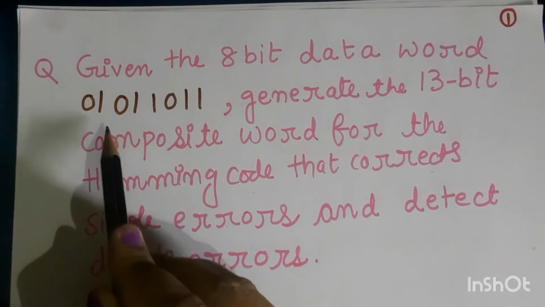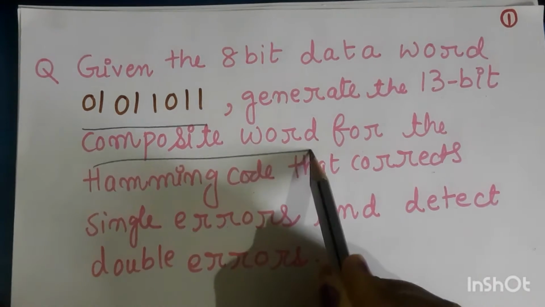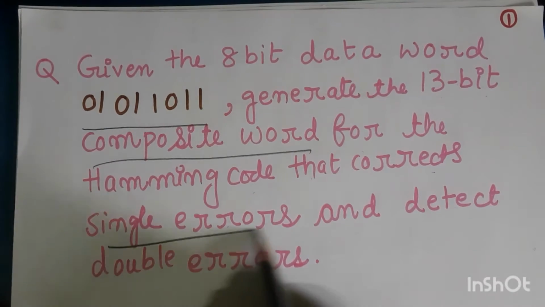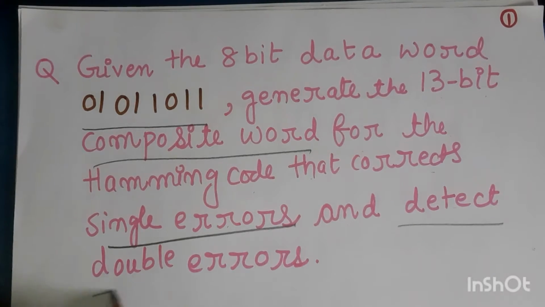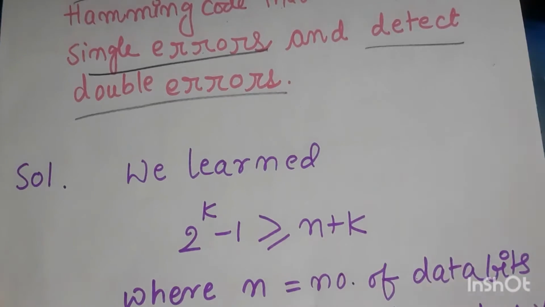So the data word has been given. Now in order to have the composite word, we have to find the parity bits. And it has also been mentioned the solution should be such that it can correct single errors, but it can detect the double errors. So what have we learned so far in Hamming code?